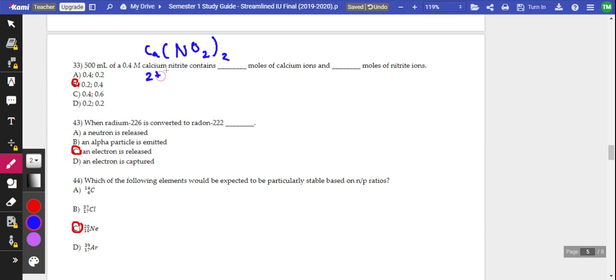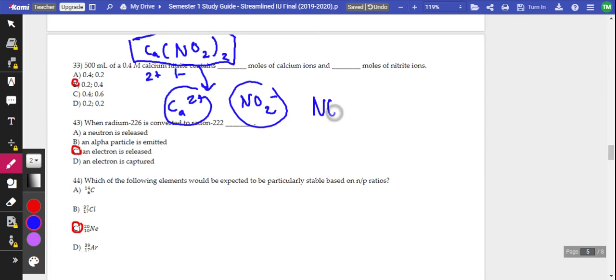Well, calcium has a positive 2 charge. The nitrite ion has a negative 1 charge. So I would need 2 nitrites to cancel the positive 2 charge of the calcium. So I've got Ca(NO2)2. When this is dissolved, I don't really keep this as one big piece. When ionic compounds dissolve, they turn into their ions. So this is going to turn into a Ca2+ ion floating around, and an NO2- ion floating around, and another NO2- ion floating around.